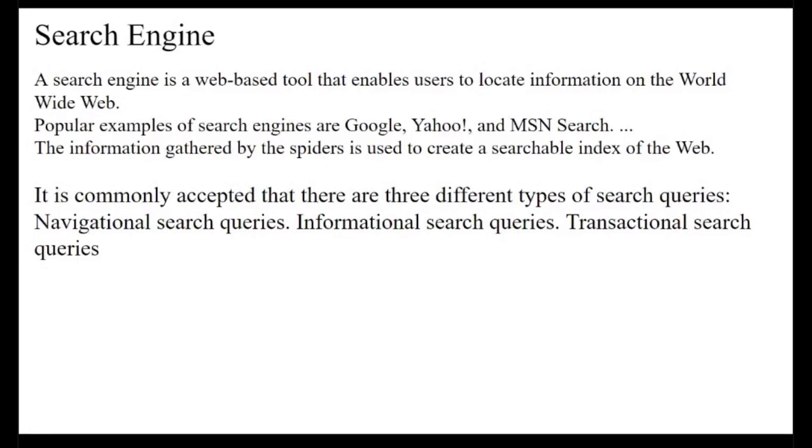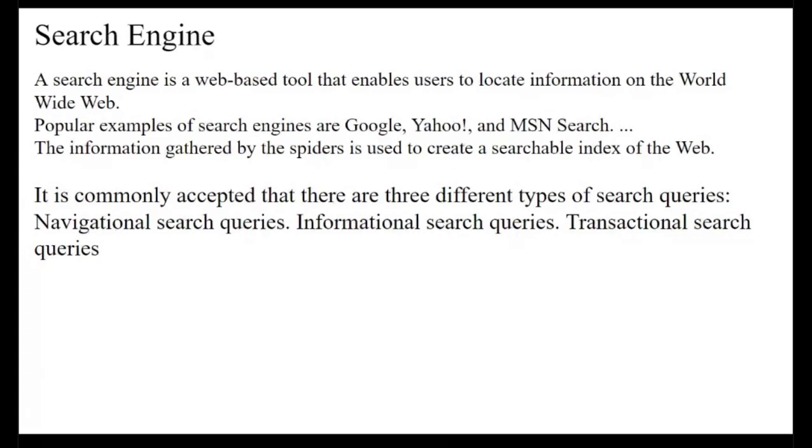Right, correct. Popular examples of search engines are Google, Yahoo, and Amazon Search. Now, the information is gathered by the spiders. Whatever information we collect is always gathered by the spider and is used to create a searchable index of the web.